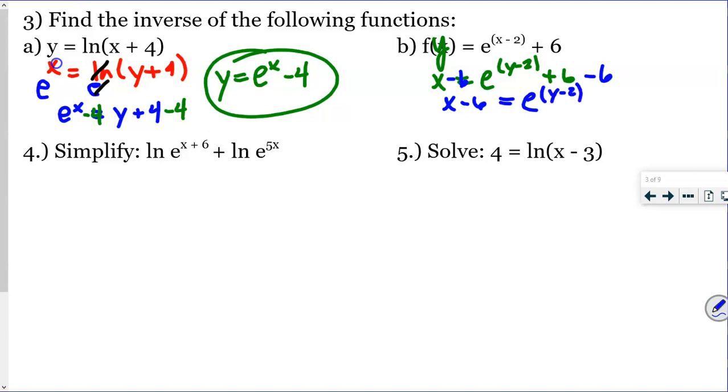Okay, so now we're going to use ln to cancel out the e. So we're going to put an ln next to here, and an ln next to here. That's going to give us ln of x minus 6. Now these cancel each other out, and we're left with y minus 2. So we will add 2 to both sides. Our final answer is going to be ln of x minus 6, plus 2. That's what equals y.